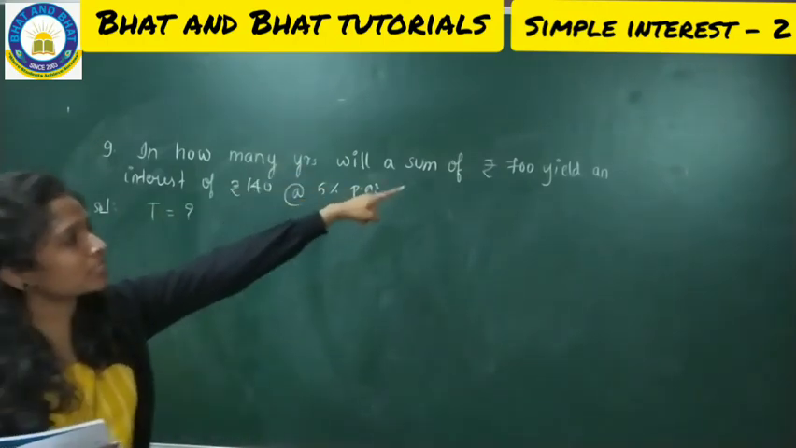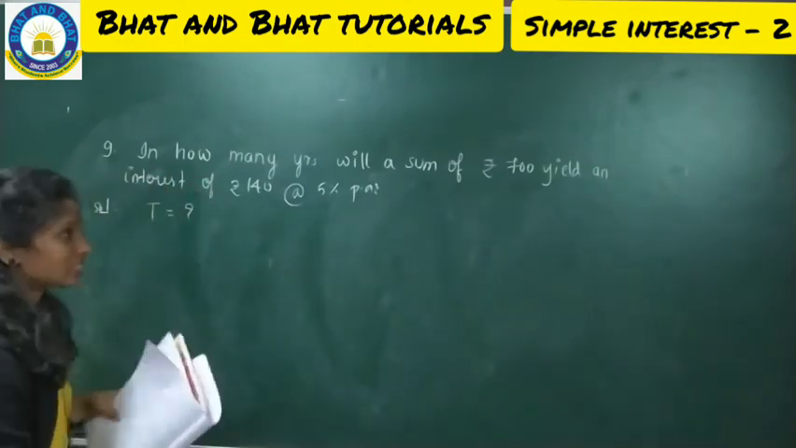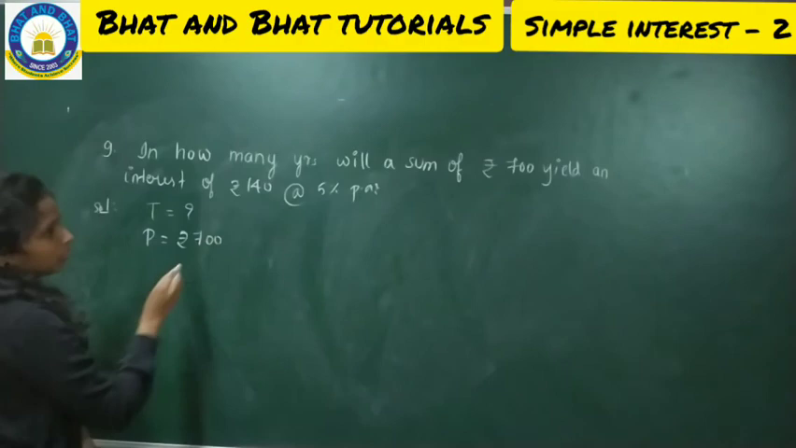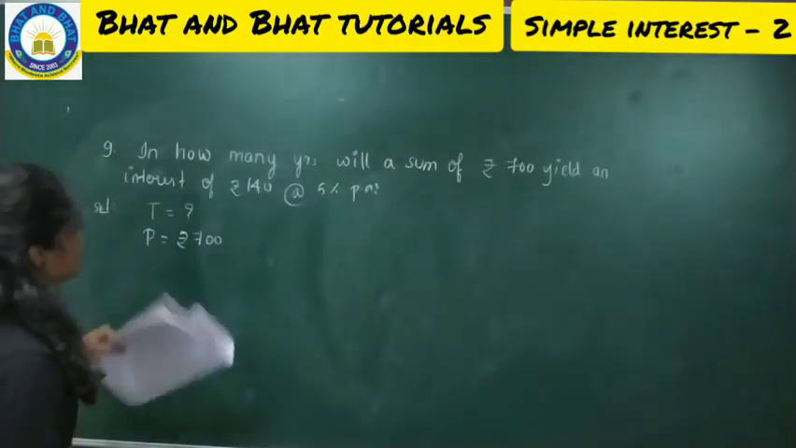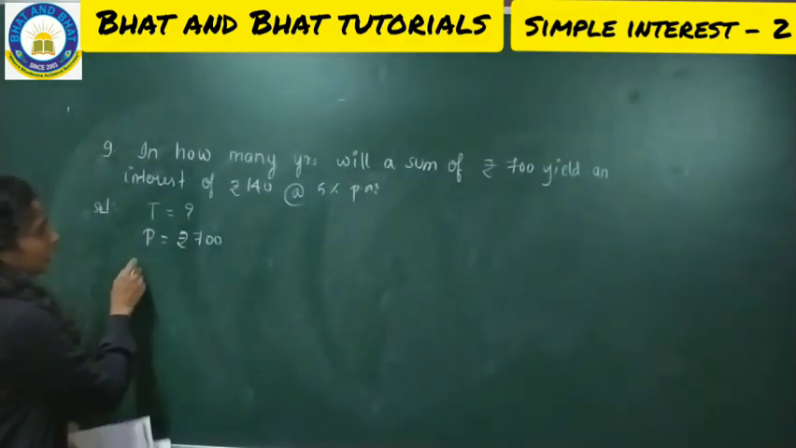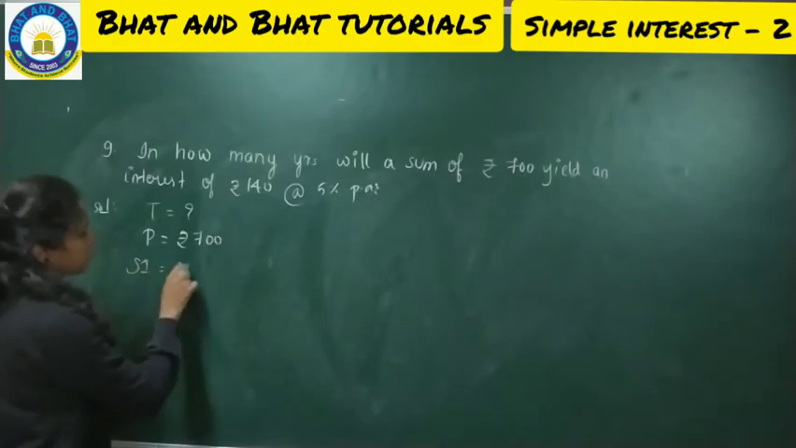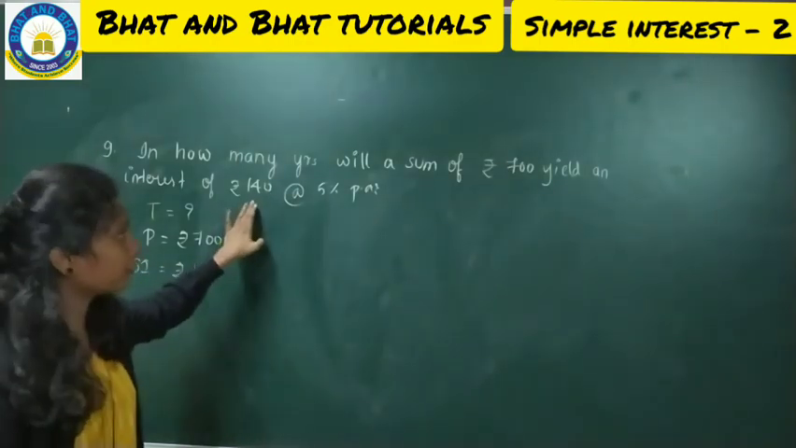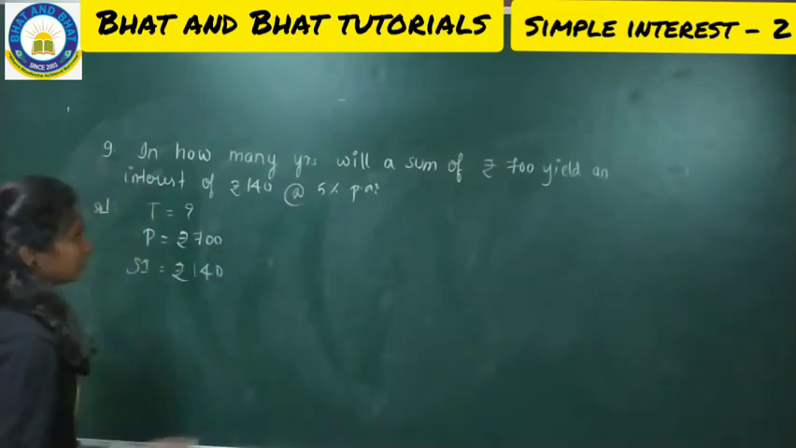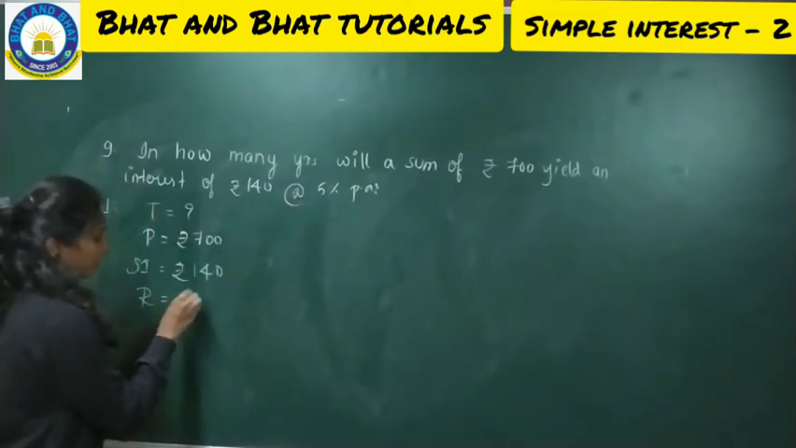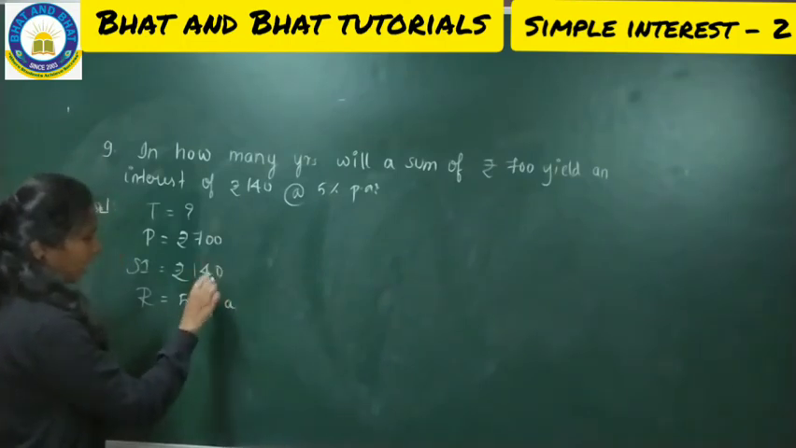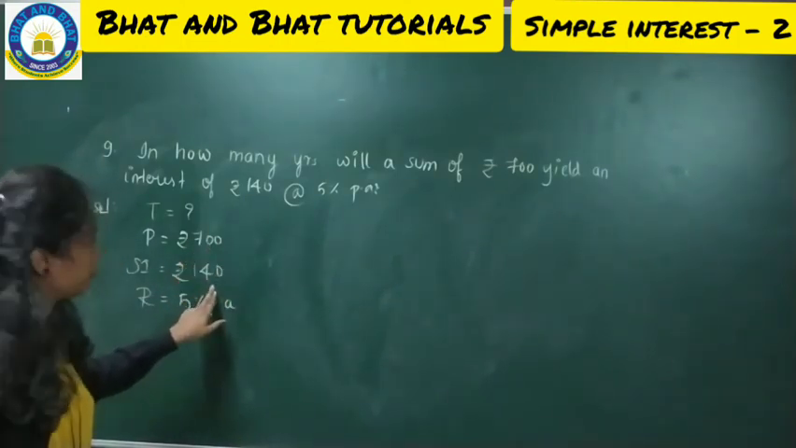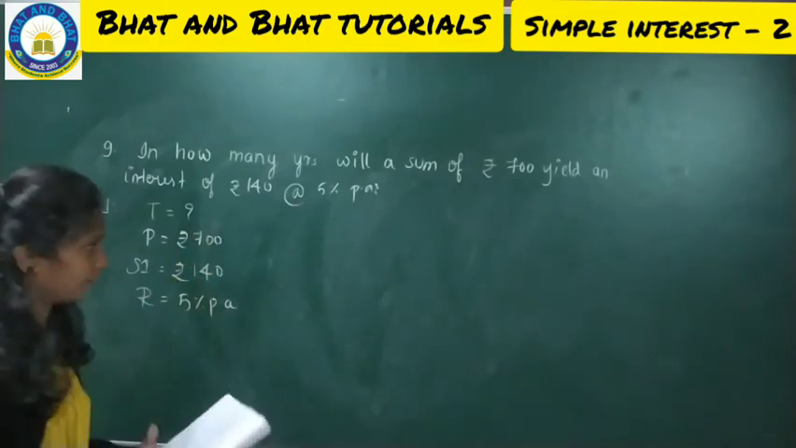Will a sum of rupees 700. So what is the sum of rupees 700? It is principal. Yield an interest of, interest, how much they are telling? That is 140. So that means 700 should become 140 when they have given the rate, 5% per annum. For 700 rupees, it has to become 140. In how many years will it become?